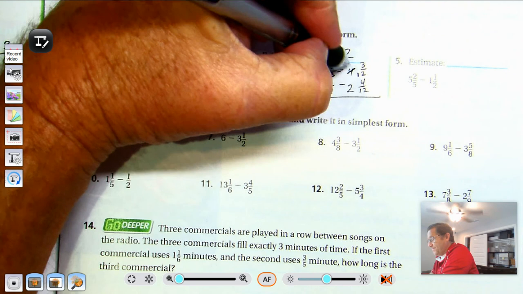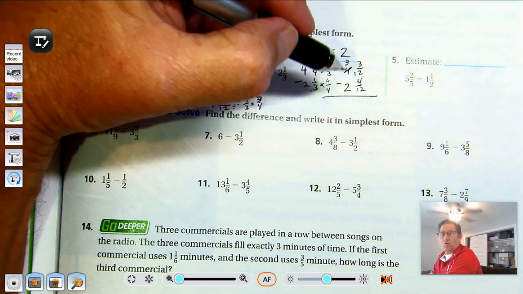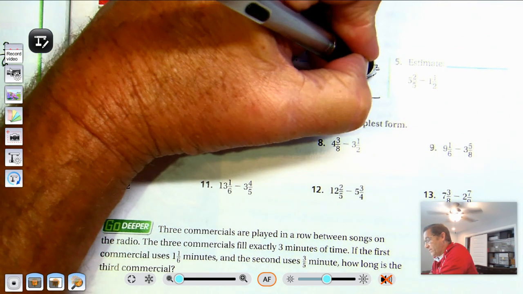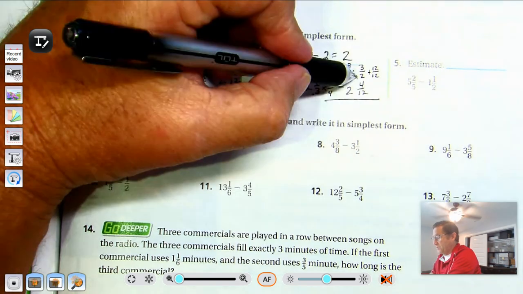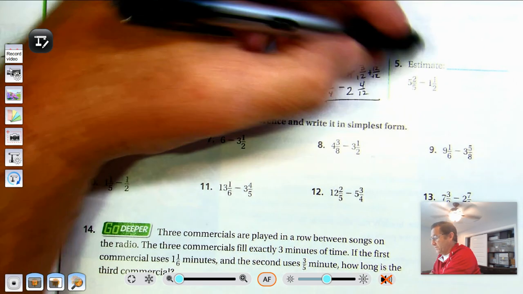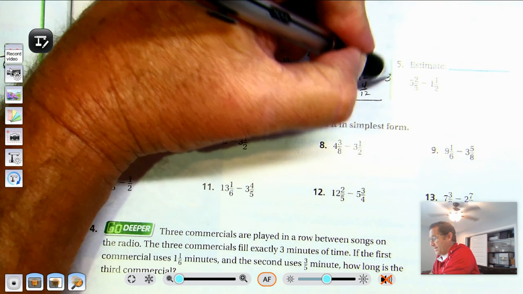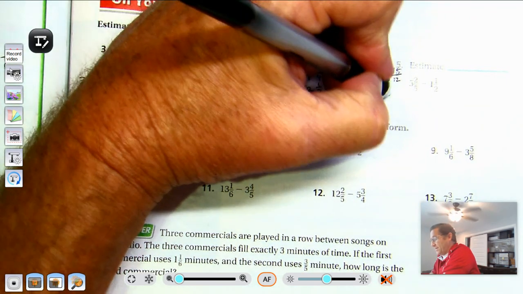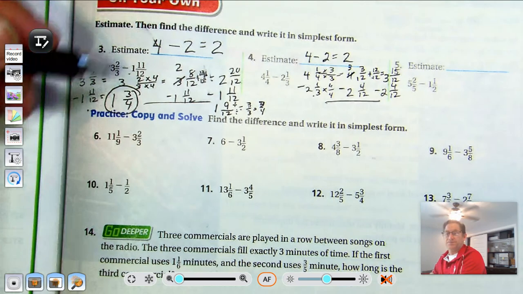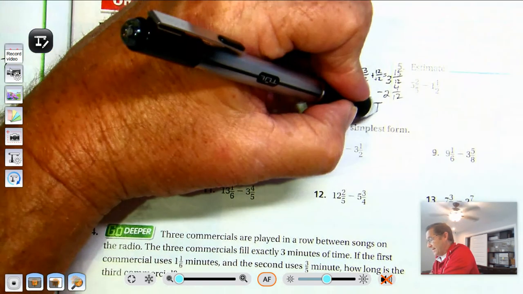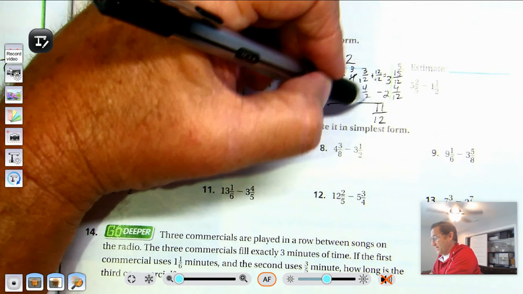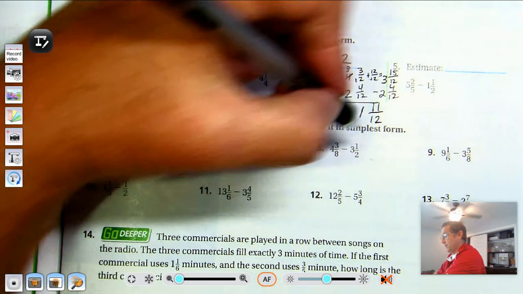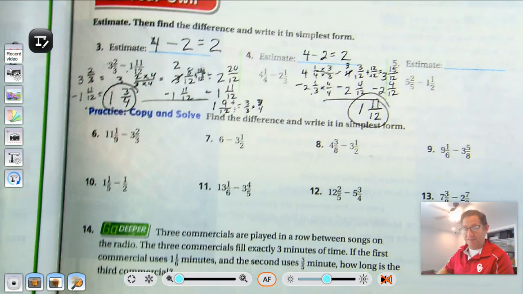So I'm going to rename by taking one of the wholes from the 4 and trading it for 12/12. Again, the denominator is 12, so 1 whole would be 12/12. So I'm left with 3 15/12 minus 2 4/12. 15 take away 4 is 11/12, and 3 take away 2 is 1. So 1 11/12 is very close to our estimate of 2. So that's a reasonable answer.